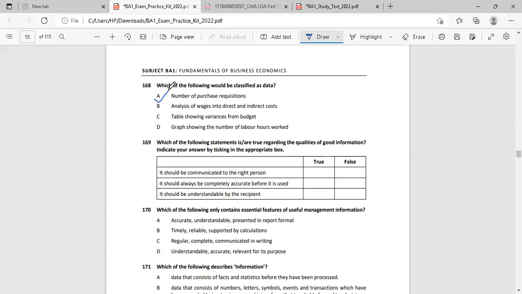Which of the following statements is or are true regarding the qualities of good information? It should be communicated to the right person. It should always be completely accurate before it is used. It should be understandable by the recipient. Understandable by the recipient, yes.